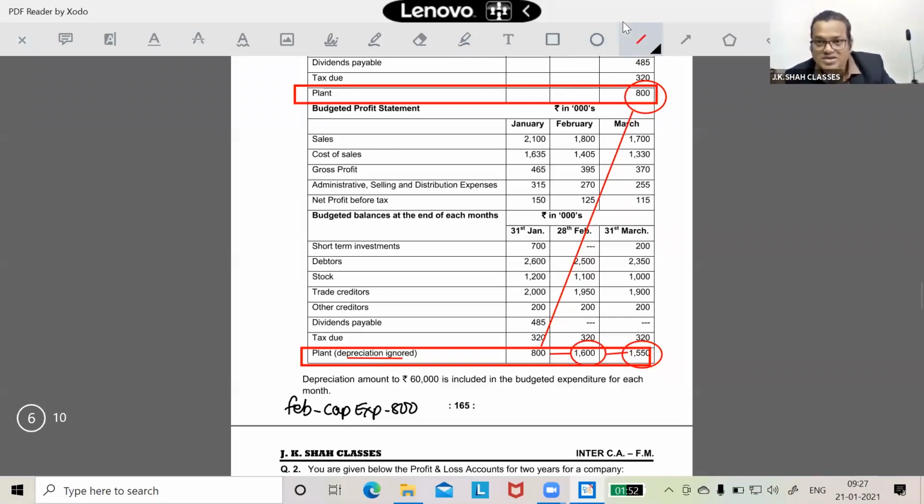Okay, so how does this 1600 go to 1550? This must be because of the sale, correct, people? If you read the classwork question, there we are given specifically that there is a sale of plant and equipment. Classwork question, correct? If you read the classwork question, it's separately written below, sale of plant and equipment, 50 rupees. So actually speaking, you need not even solve the question.